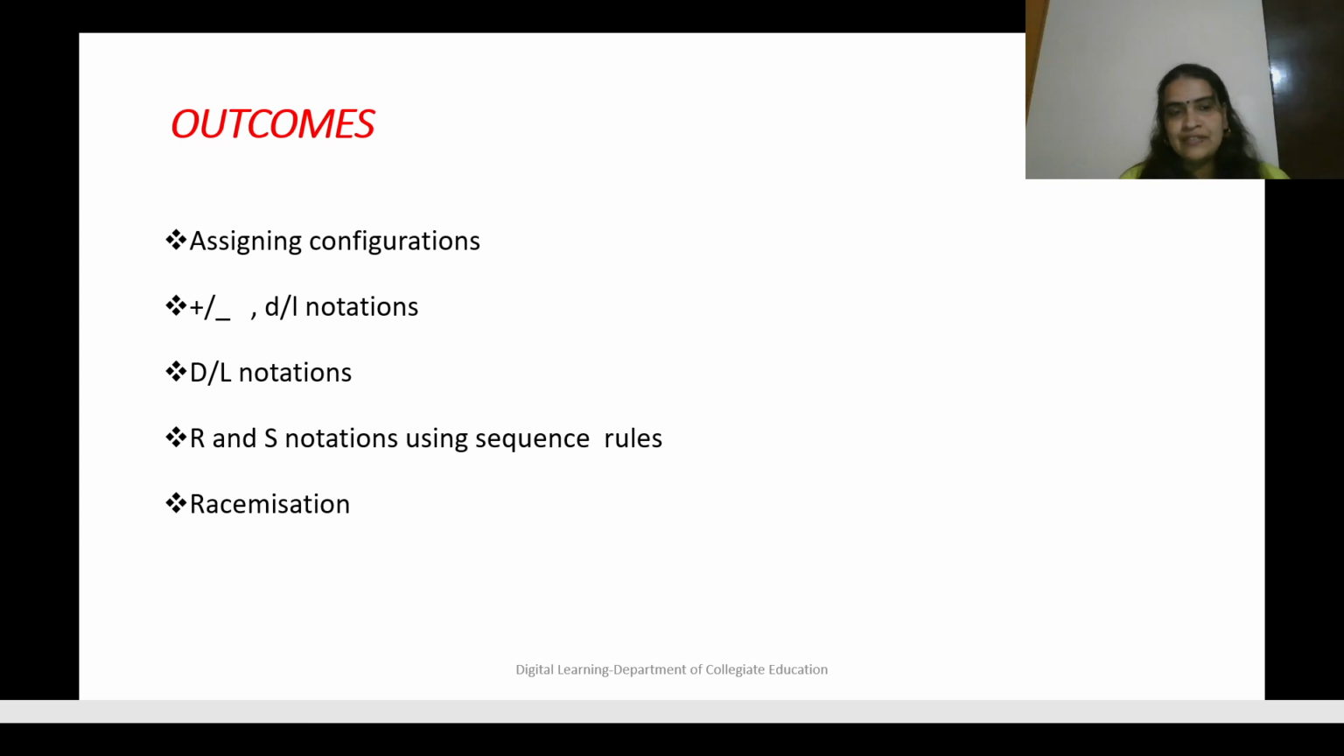So students, in this session, you would have learned how to assign configuration for an optically active compound, an optical isomer. Then how to assign plus minus notation as well as D or L notation, or capital D, capital L notation, and how to follow Cahn-Ingold-Prelog's rule and give the configuration R and S notation, and also the term racemization, the definition of racemization, and what are the ways by which we can bring about racemization.